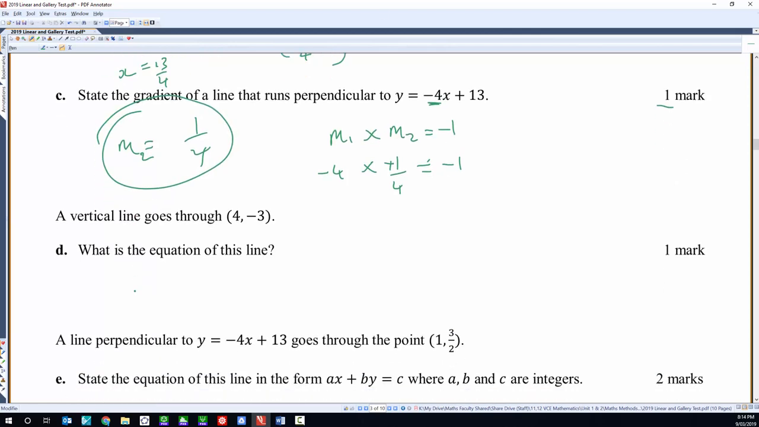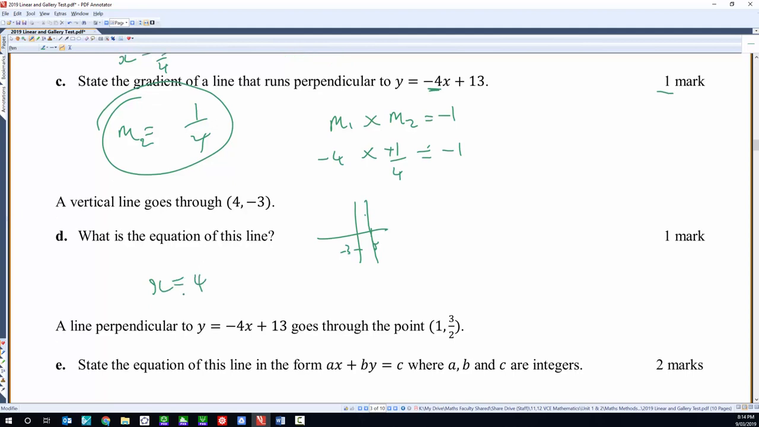The vertical line goes through 4, negative 3. What's the equation of that line? So again, it goes through this point here, when x is 4, y is negative 3 down there, and the line is vertical. That is, x is always 4.